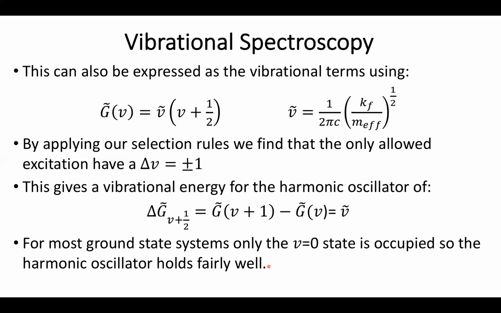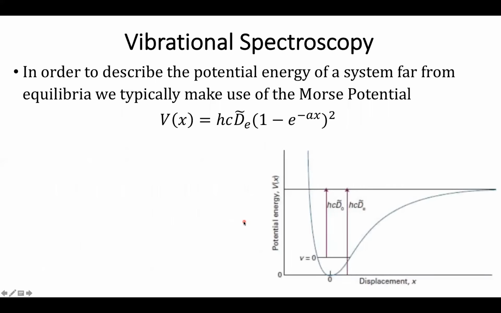However, sometimes we do care a little bit more about those low energy frequencies, or we care about high temperature systems. And as temperature goes up, I tend to occupy higher quantum states. So I'm going to tend to occupy V equals 2, 3, 4, or 5. So if I want to describe the potential energy of a system further from equilibrium, so if I decide that the harmonic oscillator is too severe an approximation, which honestly, occasionally it is, we often need to fall back on our old friend, the Morse potential.